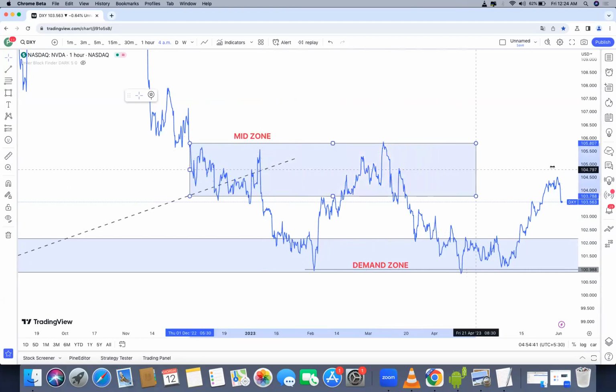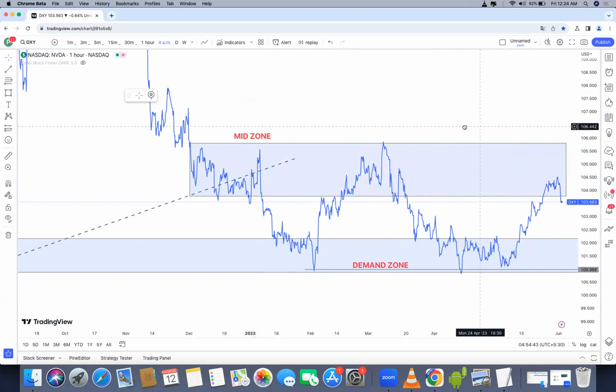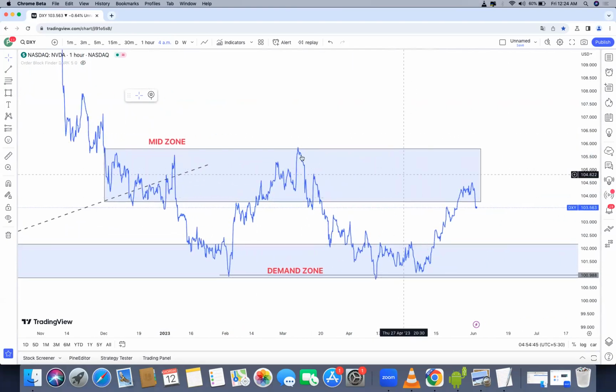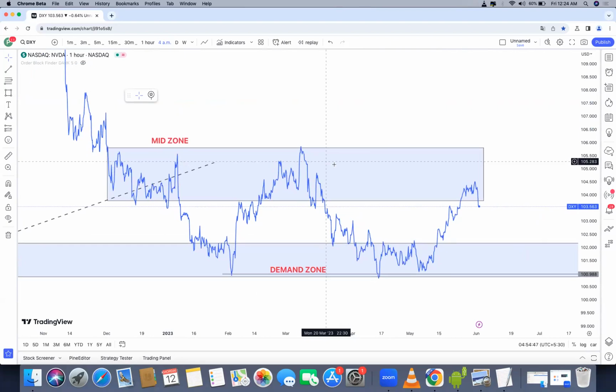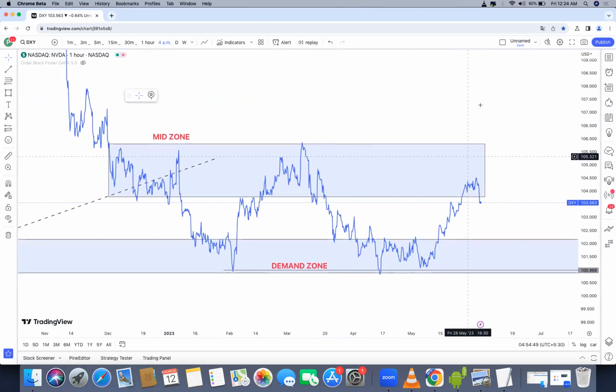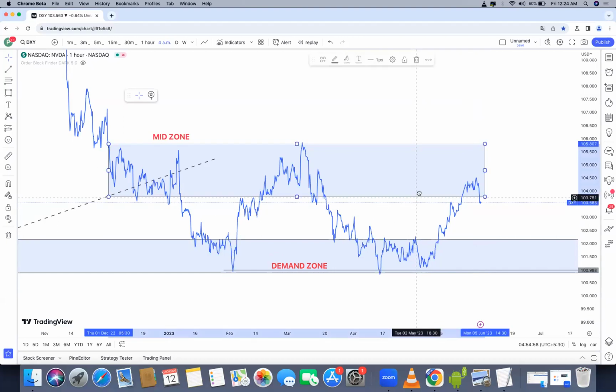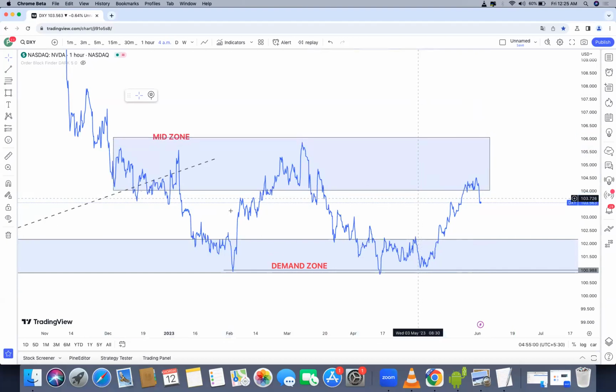So this supply zone holds as far as it's not broken yet. What I mean by that is, as far as the price hasn't broken through this mid zone, anything that touches this will be coming back down here to the demand zone. So that's basically it. We have the price touch down here on the demand zone. We test back on this supply zone, pointing at the mid zone as well.